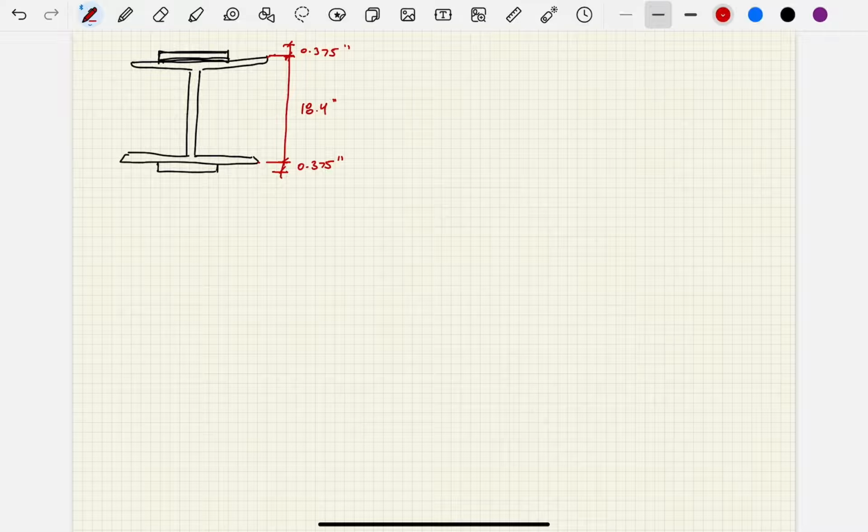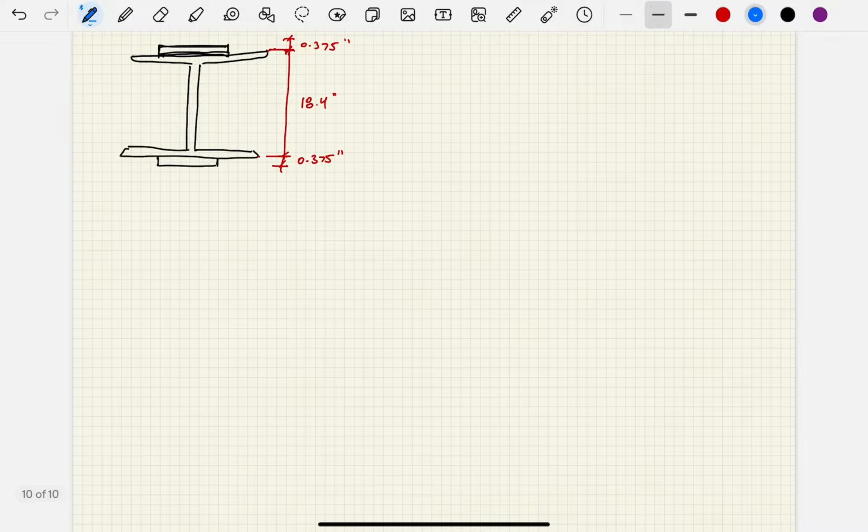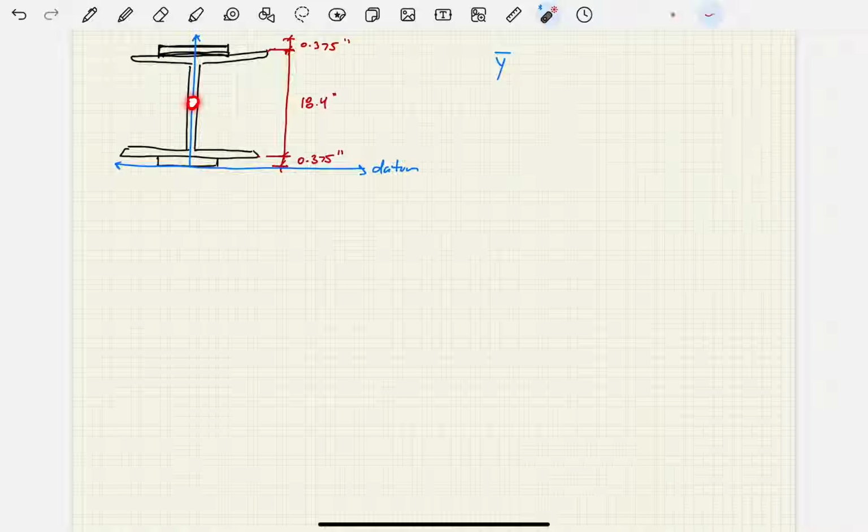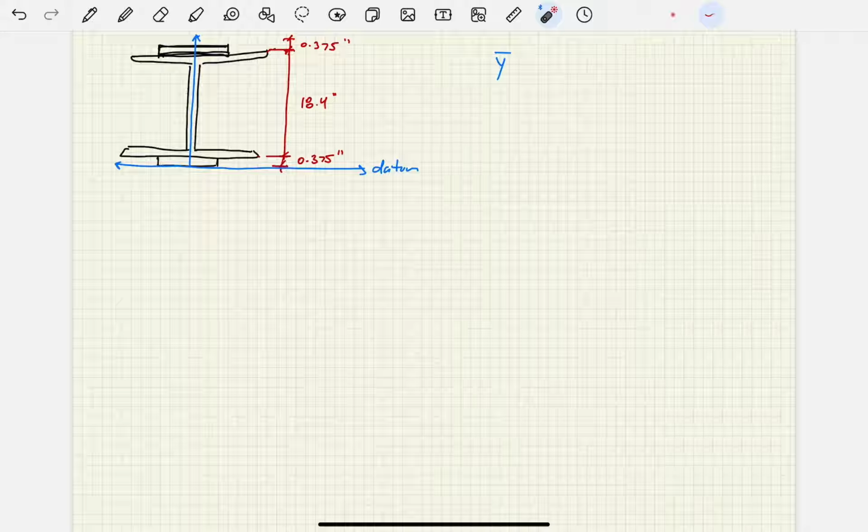0.375 inches, okay? And so if we establish kind of a reference axis, or we sometimes call it a datum, along this bottom surface, we can call this the datum, and then we can have a vertical datum here as well, right down the middle of the cross section, okay? And so by doing this, we can clearly see that Y bar, which is the location of the centroid of this entire cross section, is just 18.4 plus 0.375 plus 0.375 divided by 2, all right?